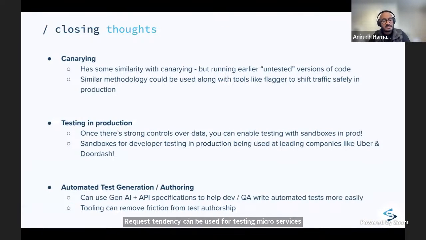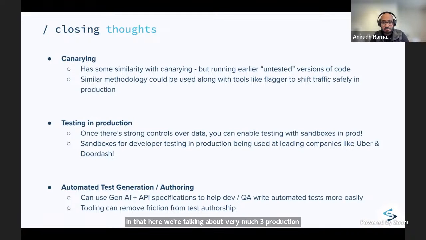Some closing thoughts, and since I heard someone mention blue-green as well, this might sound similar to Canary, but there's one key difference. You're running untested or very early versions of code, whereas in Canary you're typically promoting a build which you have fairly well tested. You can accomplish that as well using a mechanism like this to shift traffic safely. But there is a slight difference in that here we're talking about very much pre-production code.